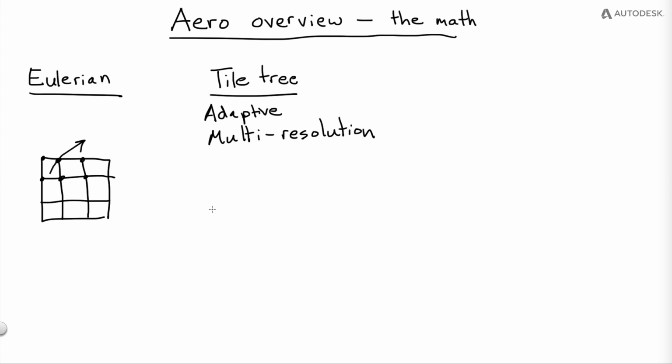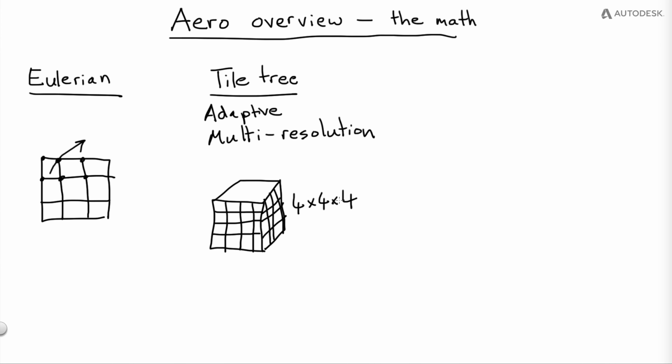We divide space up. Our basic unit is not a single grid cell, but rather a tile of grid cells. So a three-dimensional tile of a configurable dimension, but for Aero, normally we use 4 by 4 by 4. So let me just draw an awful image here of a tile.